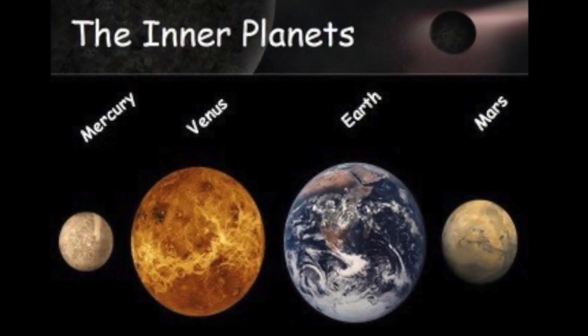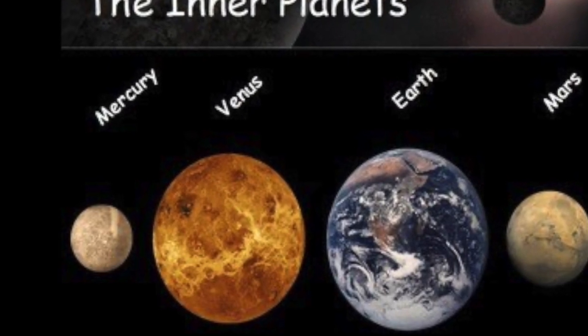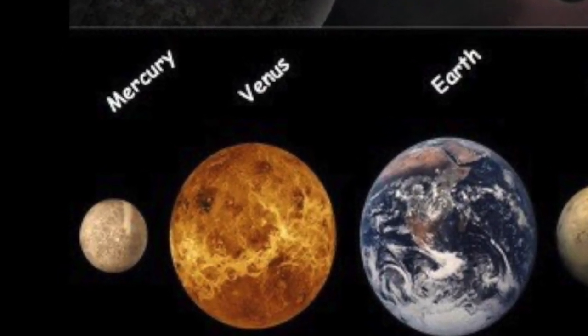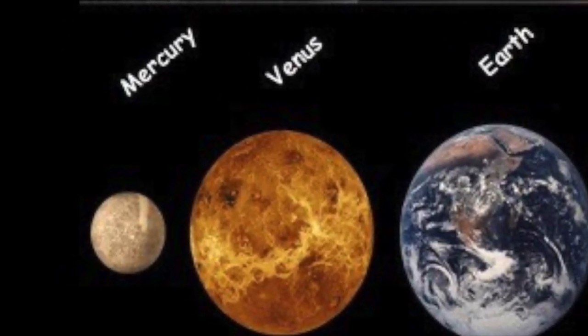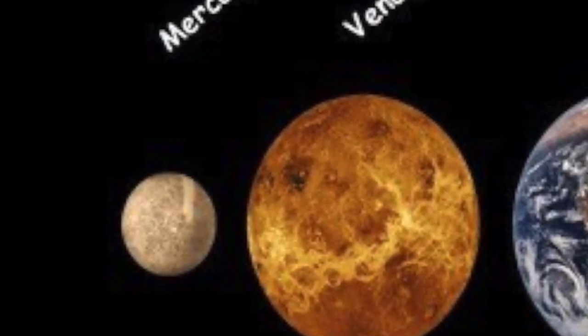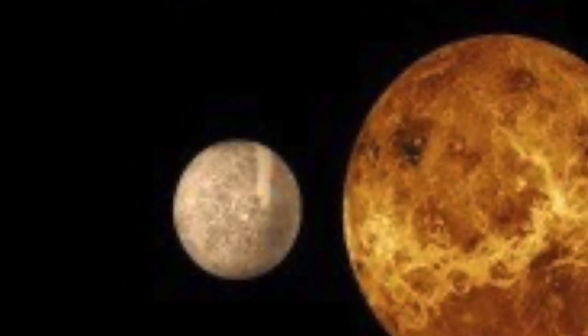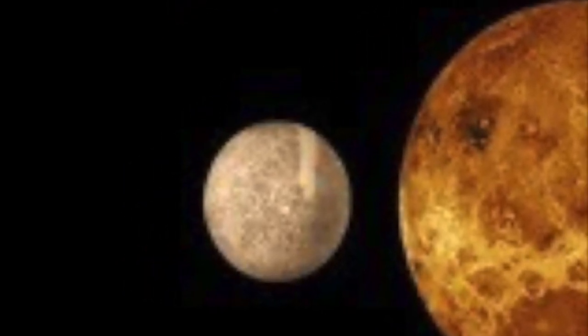In looking at our inner planets, Mercury is the smallest planet in our solar system. It's less than half the size of Earth. Its surface is filled with craters much like Earth's moon. Mercury is the closest planet to the Sun, and on Mercury, the Sun would look 3 times as large as it does on Earth.